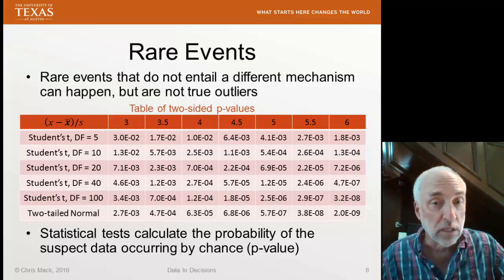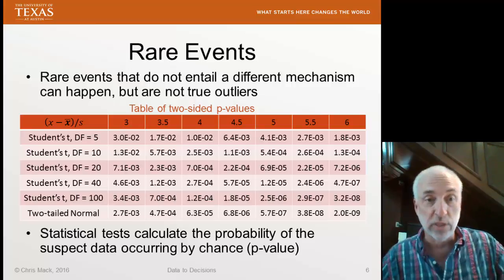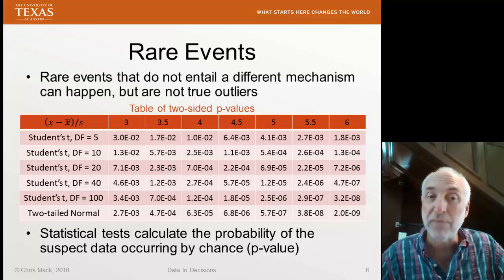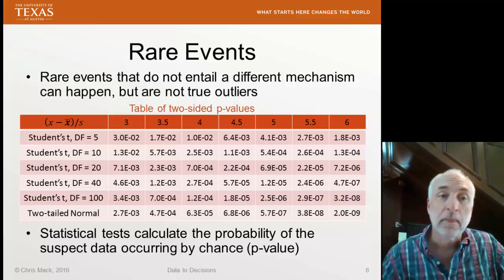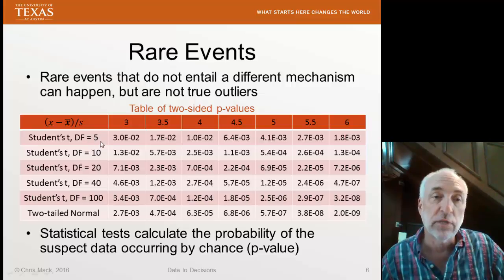How frequently it happens depends on the degrees of freedom. That is related to the number of data points. For a Student's t distribution, the degrees of freedom is the number of data points minus 2. So if I have degrees of freedom equal to 5, that means I have 7 data points.